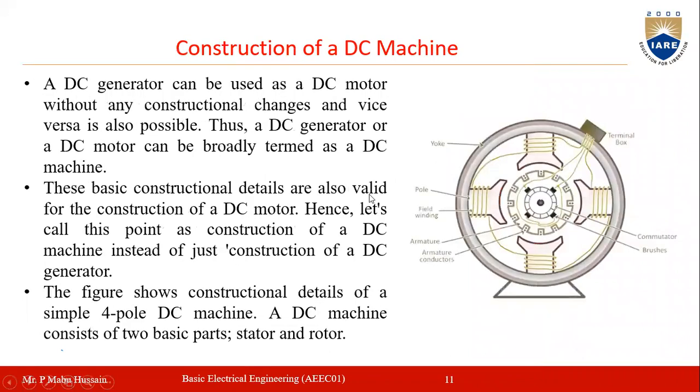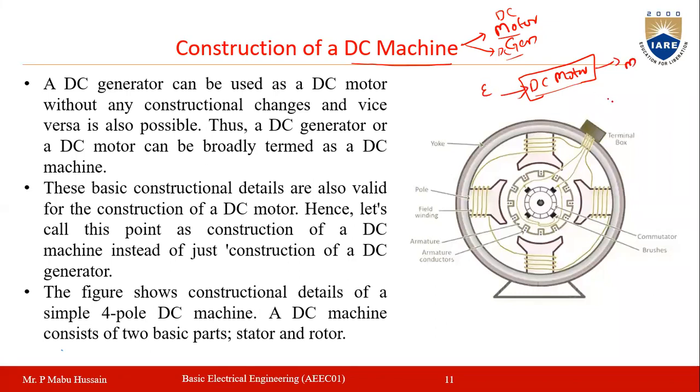Right, now let us see the construction of a DC machine. See here, it is a DC machine. A DC machine may be either a motor or a generator. The construction of a DC motor and a DC generator is the same. If you have a DC motor, then the same machine you can use as a generator also. For a DC motor, the input is electrical and the output is mechanical.